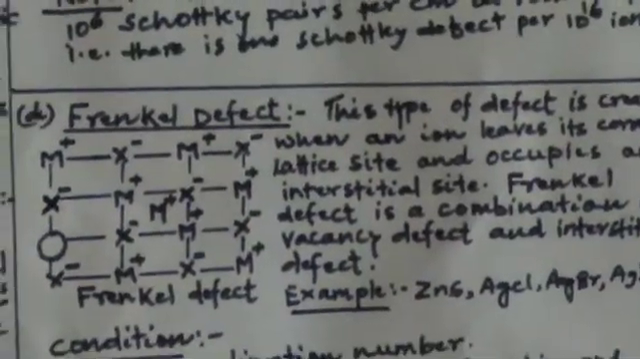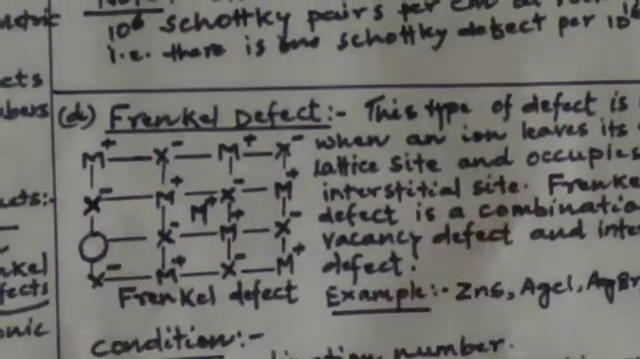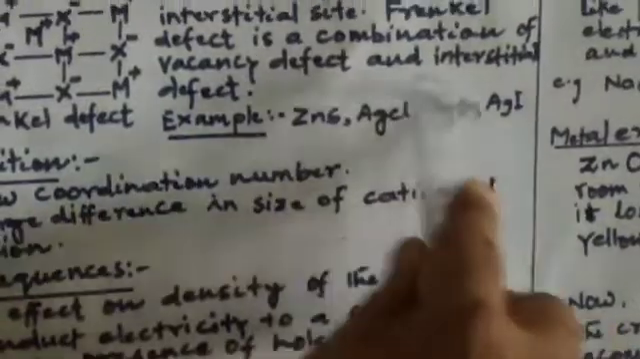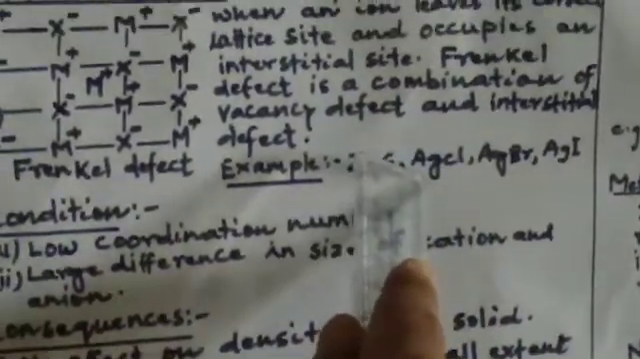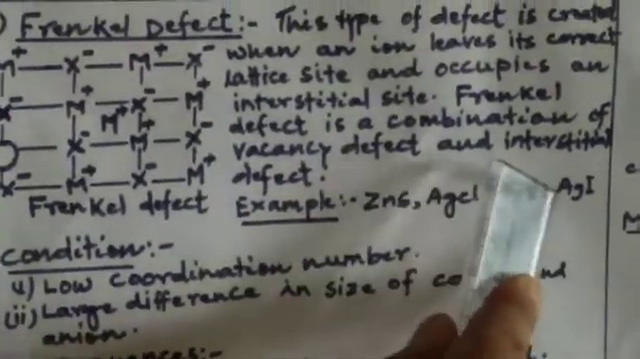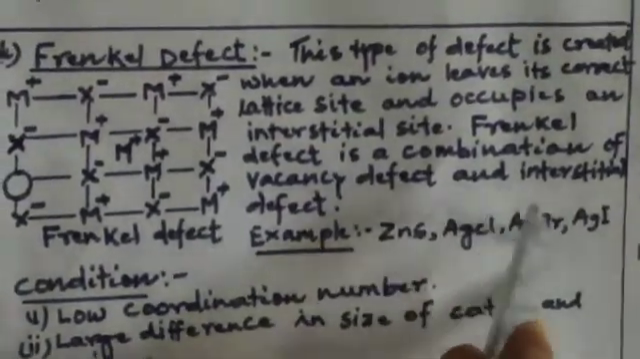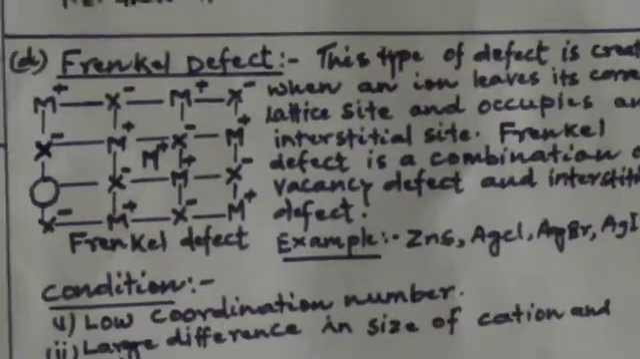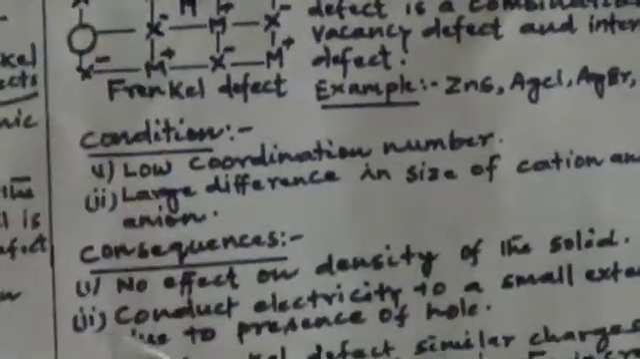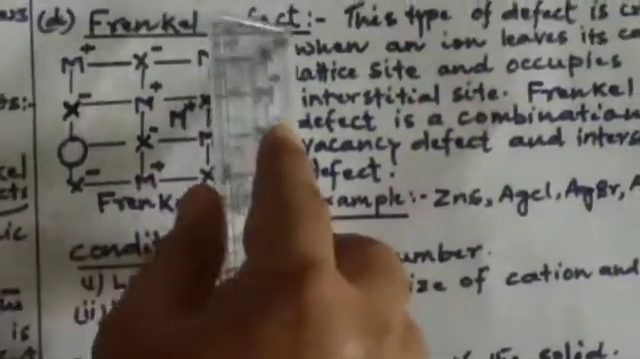So Frenkel defect is the combination of vacancy defect as well as interstitial defect. What are the compounds that show Frenkel defect? Silver chloride, silver bromide, silver iodide, and zinc sulfide. There is one exception, silver bromide. It shows both Schottky as well as Frenkel defect. Now we will study what is the condition for Frenkel defect.